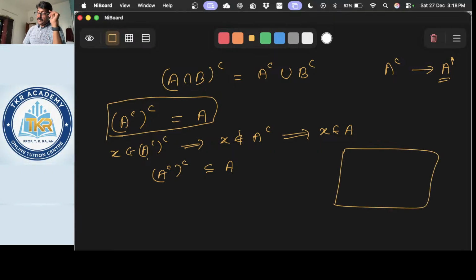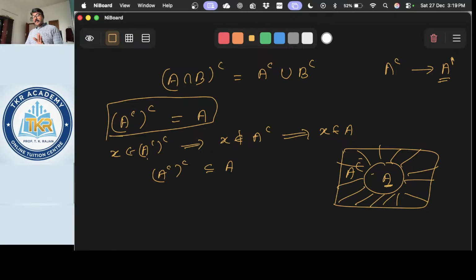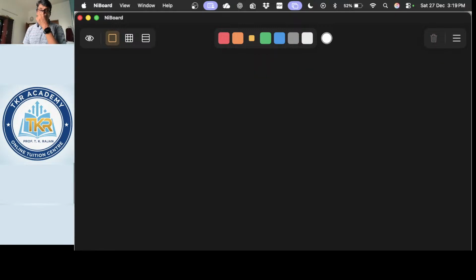With a Venn diagram, if you use it, this is A, this is A complement. Again, A complement complement is the complement of the shaded part. This is the not shaded part, there is A. So A complement complement is A. So these are some of the results concerned with complement, De Morgan's law.